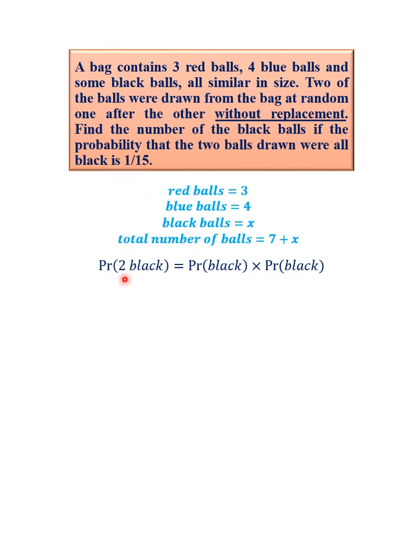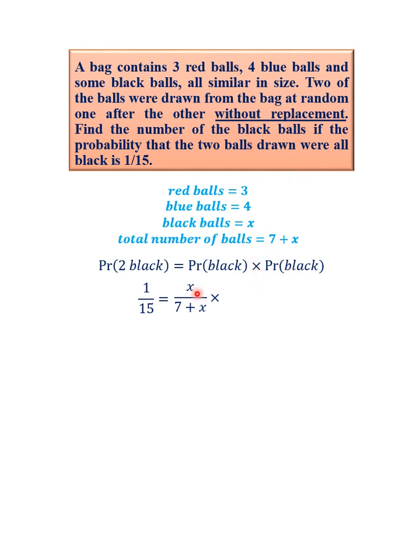So probability that 2 balls are black is 1 all over 15, equal to probability of the first ball black, which is number of black balls x divided by total number of balls 7 plus x. So that gives us x all over 7 plus x times the second ball is black, but this time we picked the ball without replacement.